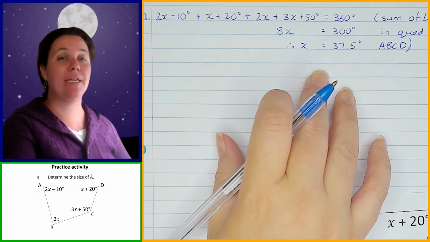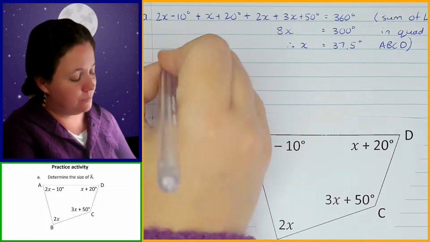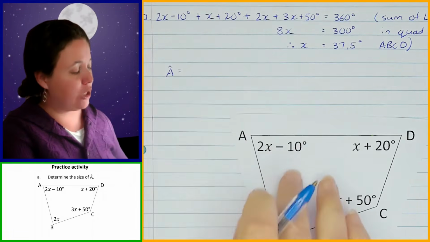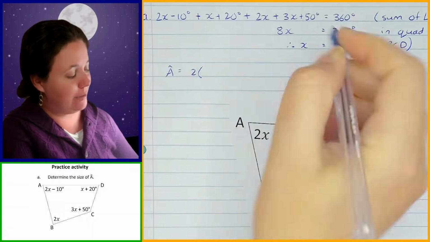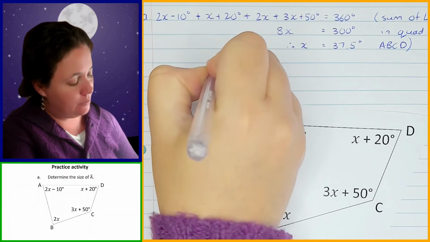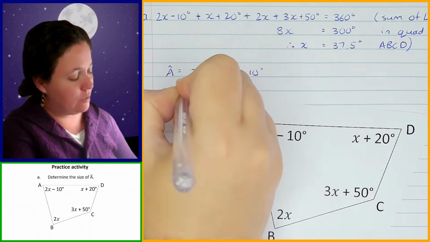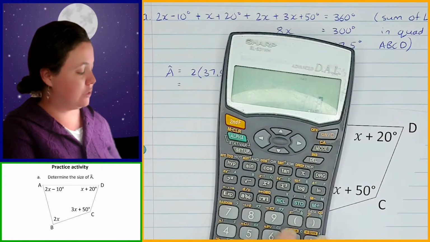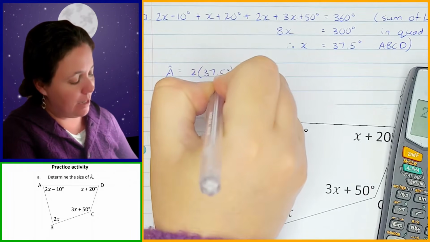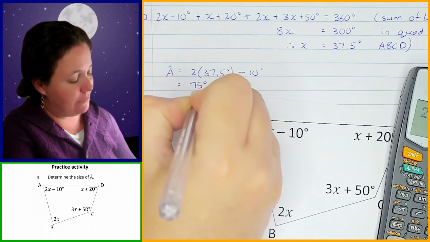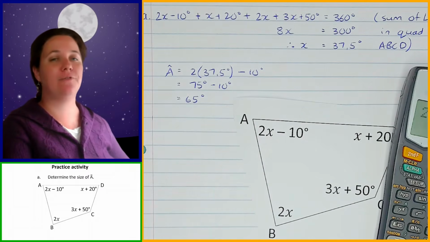Okay, but now that's not what we were asked to work out. We weren't asked to work out what x is. We were asked to work out the size of angle A. So now to work out angle A, we're going to have to substitute in the value that we have here for x. So it's going to be 2 times 37.5 degrees minus 10 degrees. Okay, so now I've got 2 times 37.5, that gives me 75 degrees, minus 10 degrees, which gives me 65 degrees. So that's what you should have got for question A, that angle A is equal to 65 degrees.